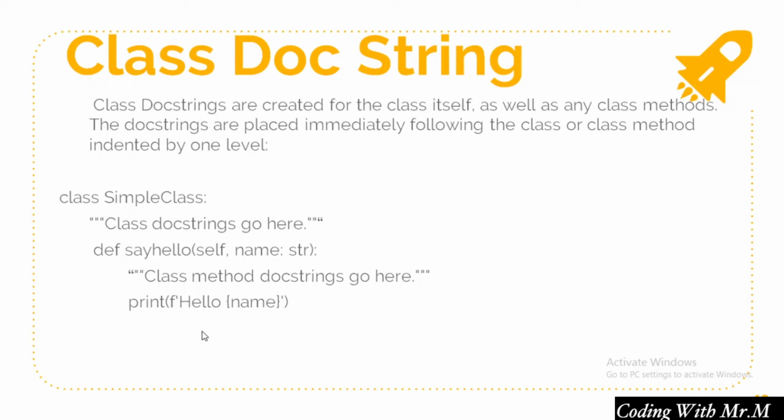Now what is a class docstring? Class docstrings are created for the class itself as well as any class methods. The docstrings are placed immediately following the class or class method, indented by one level. So here you can see that we have a class, and then we have the docstring of this class which describes the purpose of this class, and then we have a function, and a docstring of this function as well, which describes the function of this method.